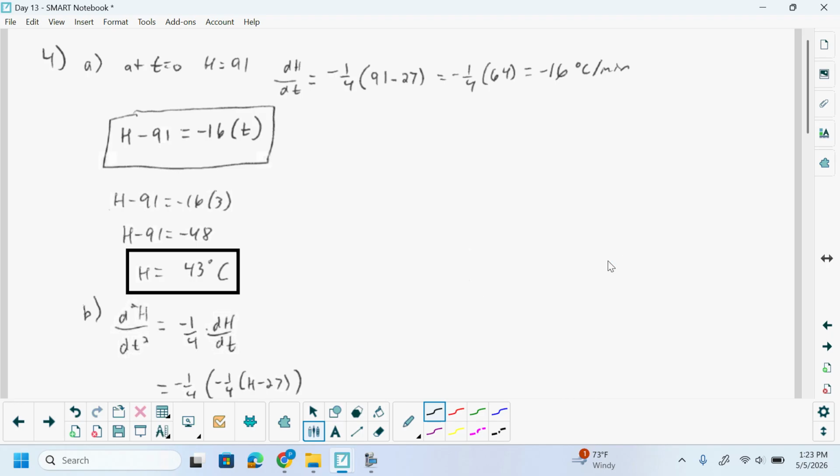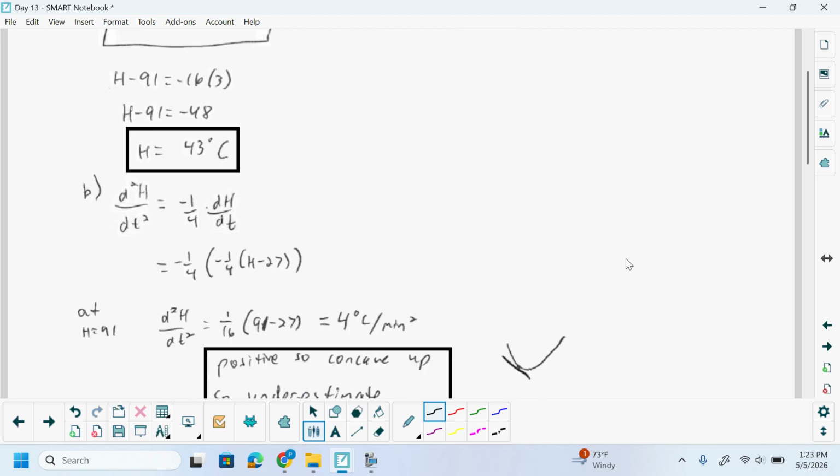For the potato question, we have a tangent line equation. We need essentially an x, a y, and a slope. They tell us that our x is 0 in the question, the y is 91. And to find our slope, take the differential equation and put the 91 we knew for h in, and that ended up giving us -16. So we got h minus 91 equals -16, and that's technically t minus 0 in the parentheses there. So then we sub in the 3 for t, work to get h by itself, and you got 43 degrees Celsius.